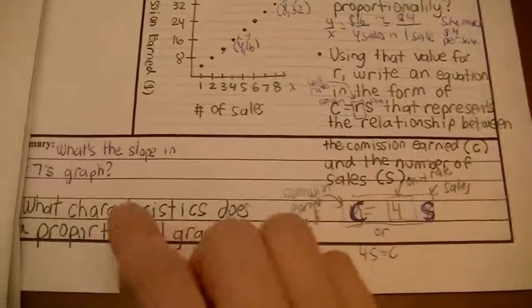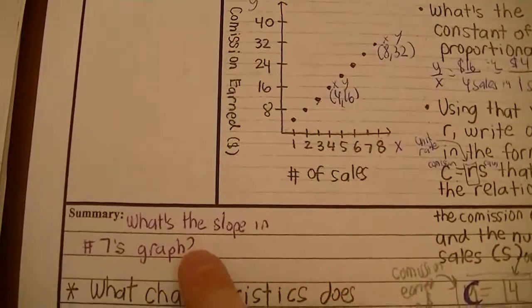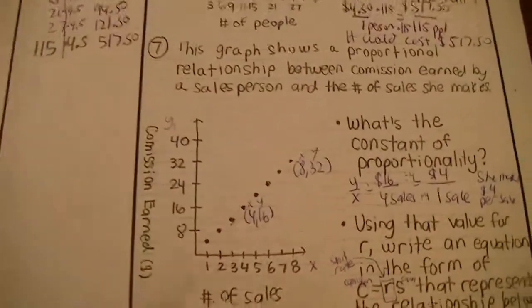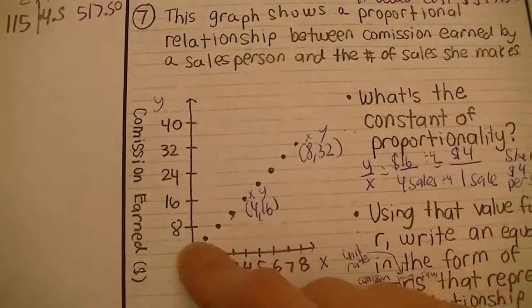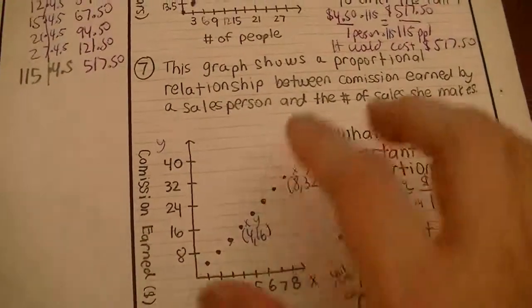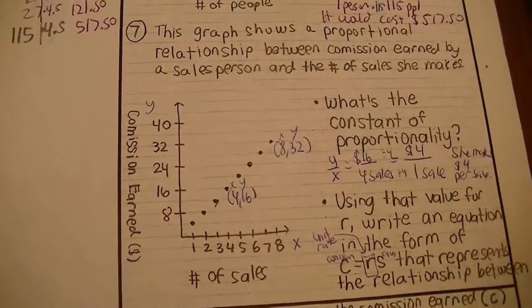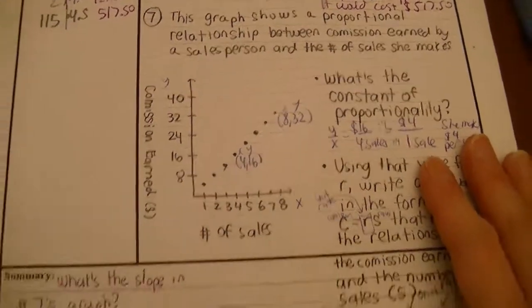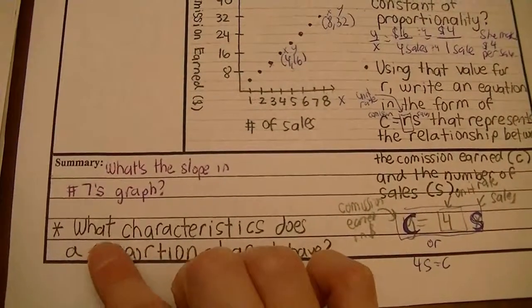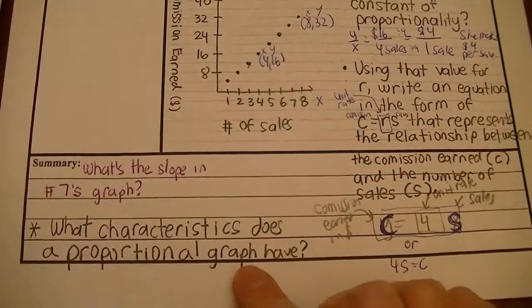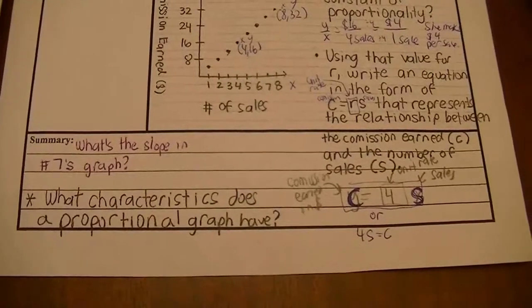Okay, so for your summary, I want you to write down what's the slope in number 7's graph. So here's a graph. What's the slope? If you don't recall how to do slope, look at any of the previous examples where we found slope. Okay? And then also write this. What characteristics does a proportional graph have? Okay, write those down. Have a good day.